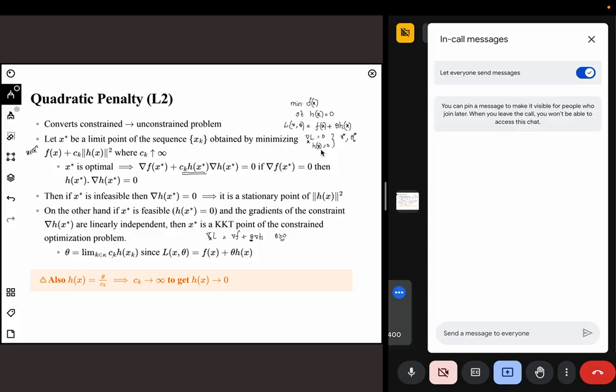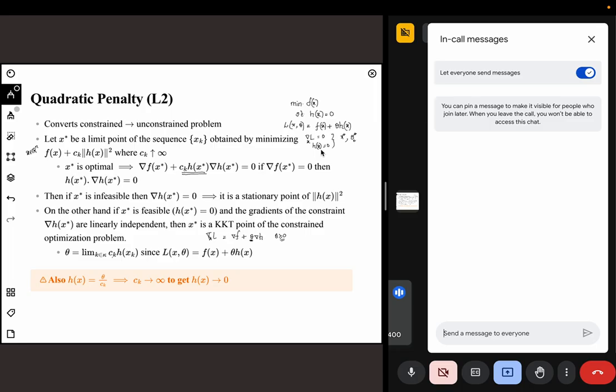So the other option is to make this c_k tend to infinity. Which means we need a very high value of c to actually get a reasonably accurate solution of x star, which is not always possible.